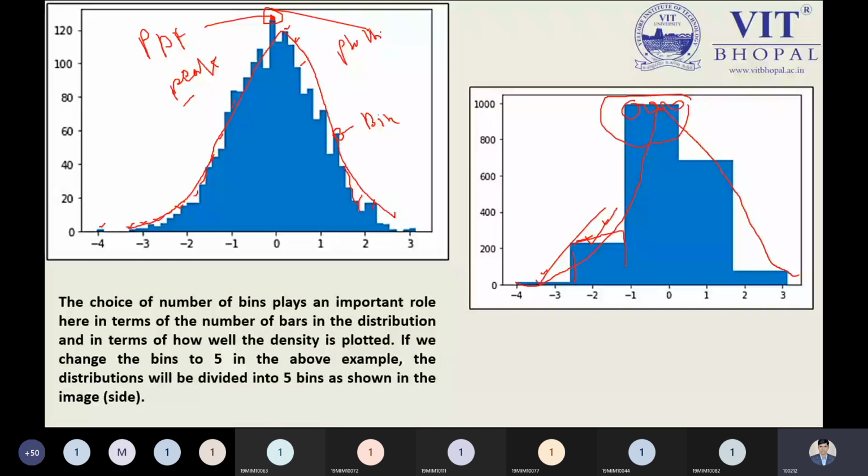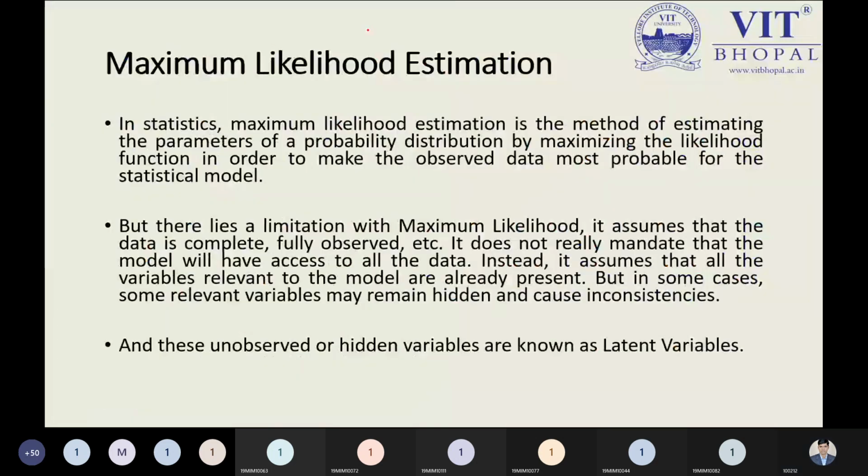Okay, so now let's understand what is meant by maximum likelihood estimation. In statistics, maximum likelihood estimation is a method of estimating the parameters of a probability distribution by maximizing the likelihood function, in order to make the observed data most probable for the statistical model. So for the model you are using, we need to estimate our probability distribution function value in terms of the height. If you choose a latent variable, or hidden variable, which describes your result in a better way following the observed data, that is a good thing.